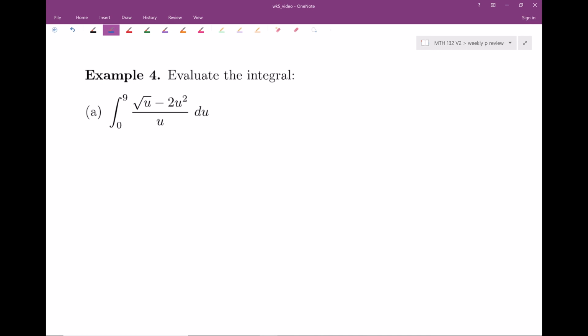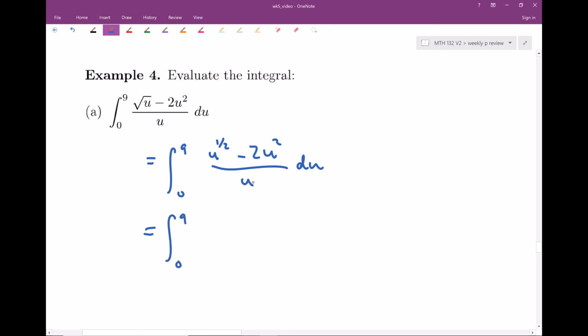And so you have to be clever. We have to use algebra first before we go ahead and find the antiderivative. So let's first use some algebra here. For instance, we have the square root of u, that's going to be the same thing as u to the 1/2 power, minus 2u squared, divided by u. This has a nice common denominator, but I'm going to break that up and apply that division by u to each piece. So this is going to be u to the 1/2 divided by u, and 2u squared divided by u.